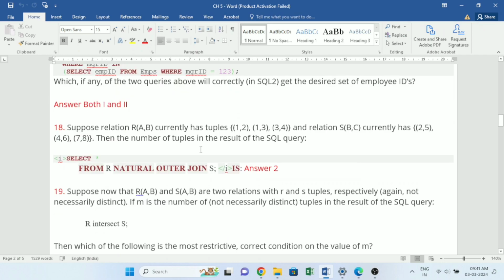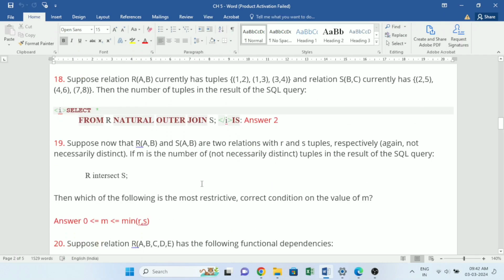18. Suppose relation R(AB) currently has tuples (1,2), (1,3), (3,4), and relation S(BC) currently has (2,5), (4,6), (7,8). Then the number of tuples in the result of the SQL query select * from R natural outer join S is: answer 2.